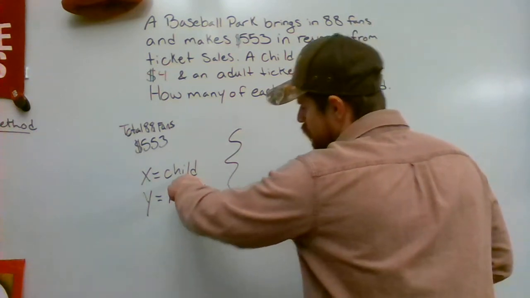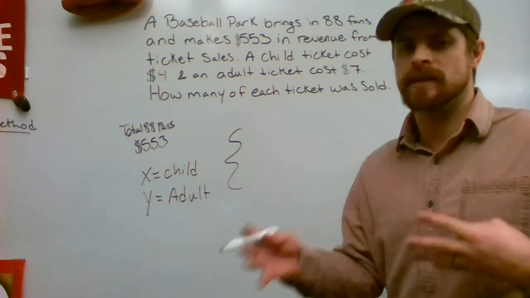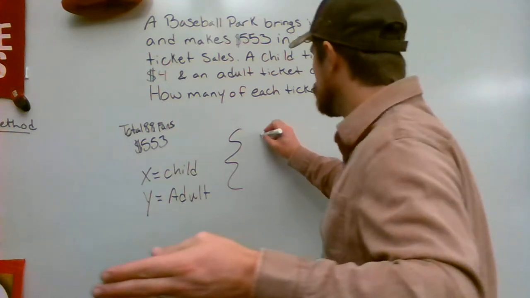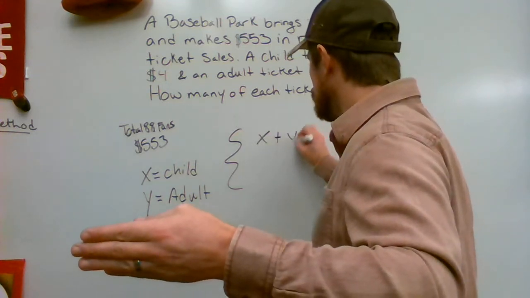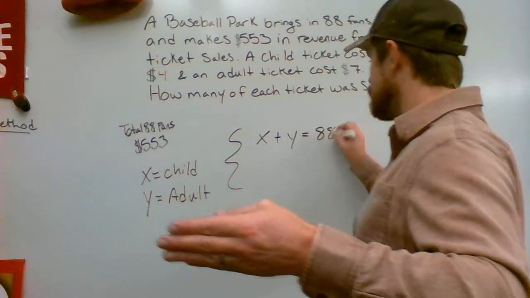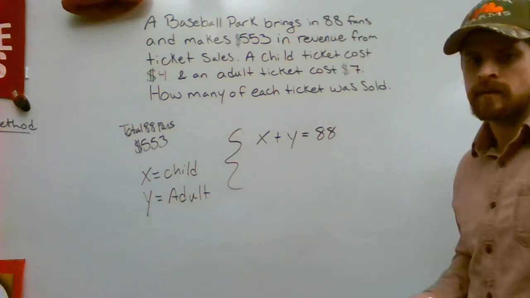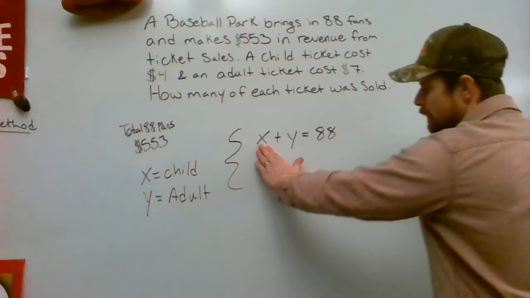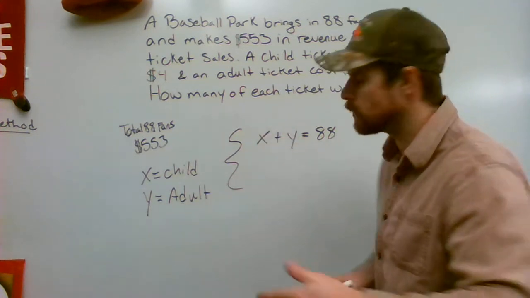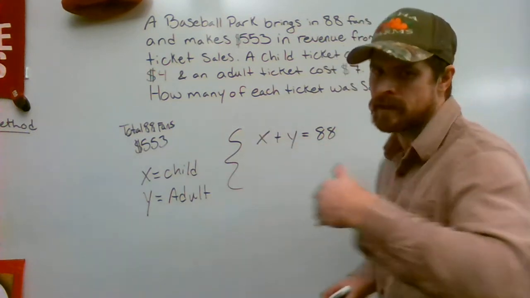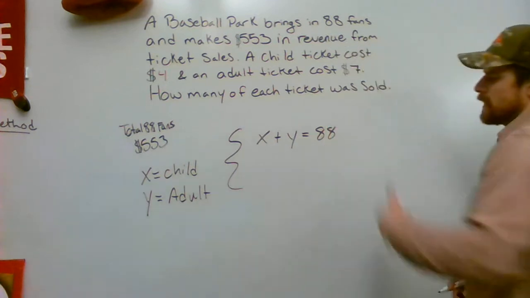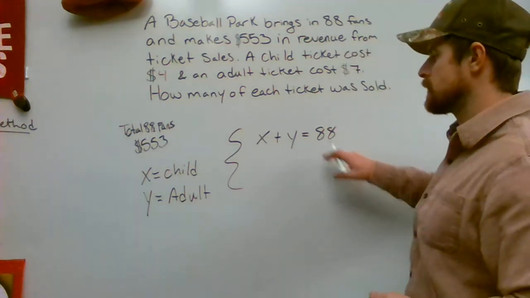Okay, so here we go. We're going to have an amount of children and an amount of adults. We don't know how many of each, but we do know when we put them together, we have a grand total of 88. Okay, hopefully that makes sense. However many children, an unknown, a variable, plus however many adults, again, an unknown, is going to equal a grand total of 88. We do know that.